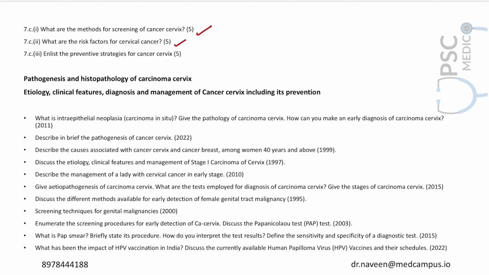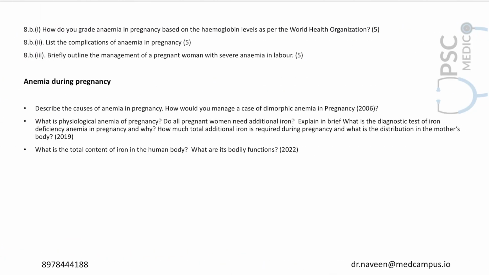What are the methods of screening? Pap smear. What are the risk factors? You all know. What are the preventive strategies? That is the HPV vaccine. Because it's a direct repeat from 2022. HPV vaccine and its schedule. CA cervix. CA cervix is a common thing. CA ovary, CA cervix, breast cancer. You'll see one question or other.